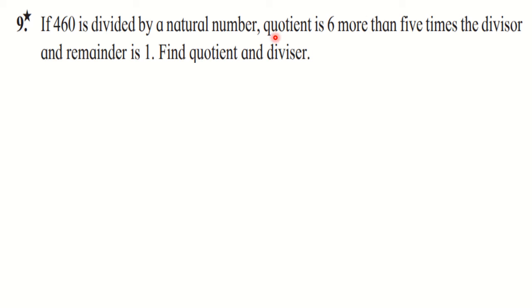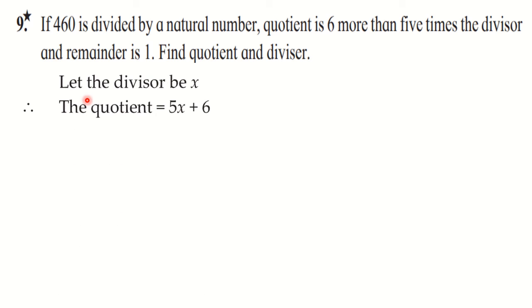And from that you can write down the quotient. You know dividend, you know remainder. Then by using that relationship, dividend is equal to divisor into quotient plus remainder, you can frame the equation. Okay, so let us start. So what to start with? Let the divisor be x, as I have said. And from that we can write down the quotient. Quotient is 6 more than 5 times the divisor. Divisor is x and 5 times means 5x. And 6 more means plus 6. And therefore the value of quotient is 5x plus 6.